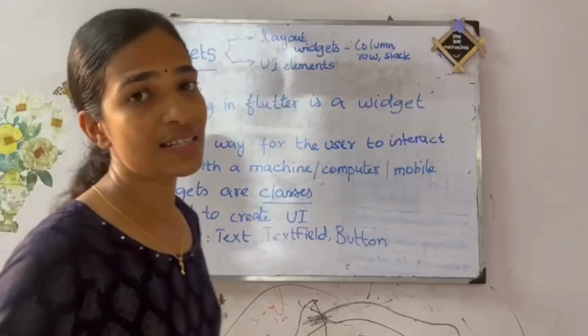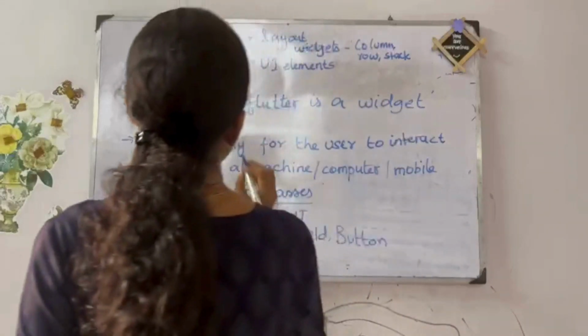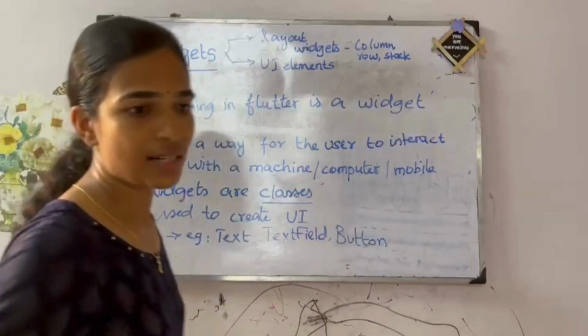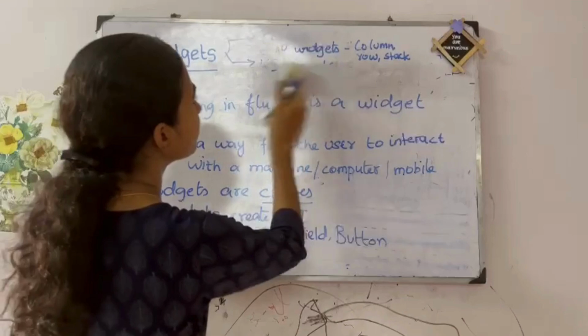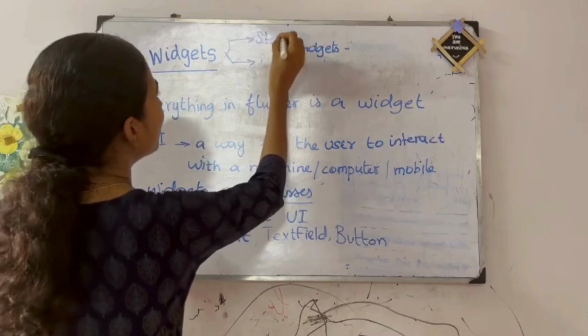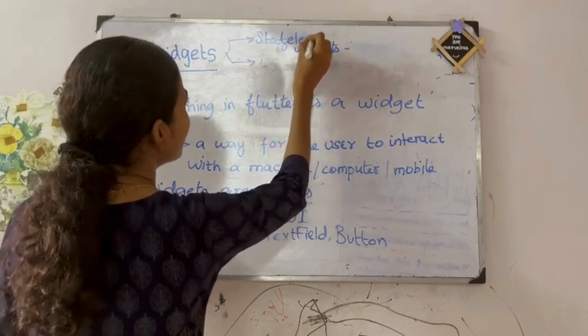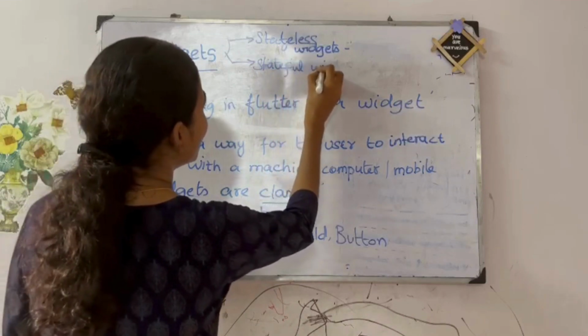Again, widgets can be classified into two types based on the state. They are the stateful widgets and stateless widgets. Let me erase this. Let me write stateless widgets first, followed by stateful widgets.